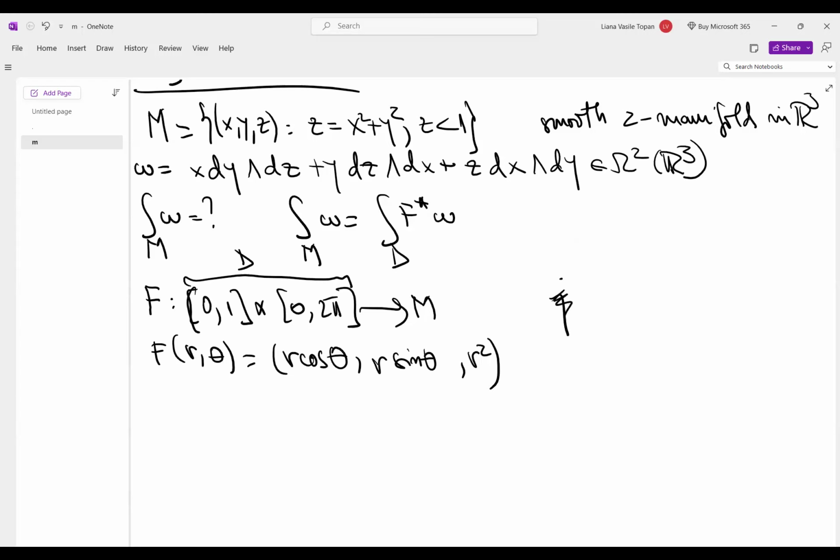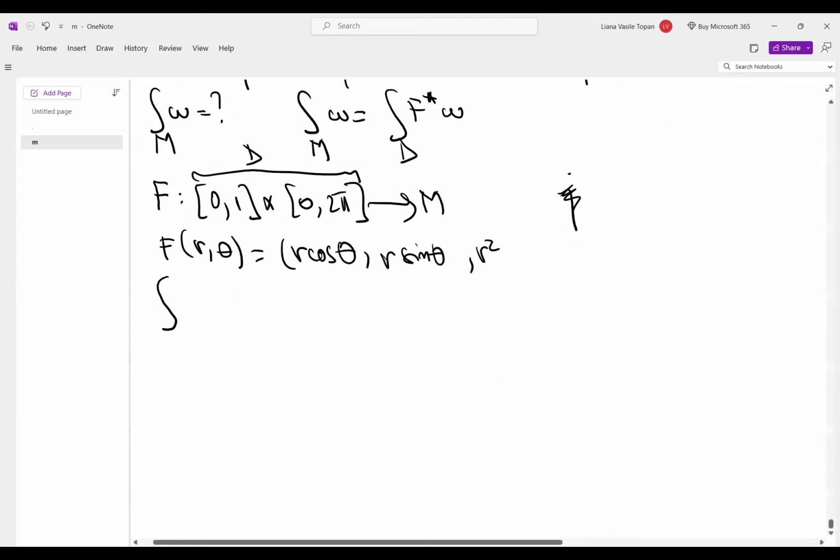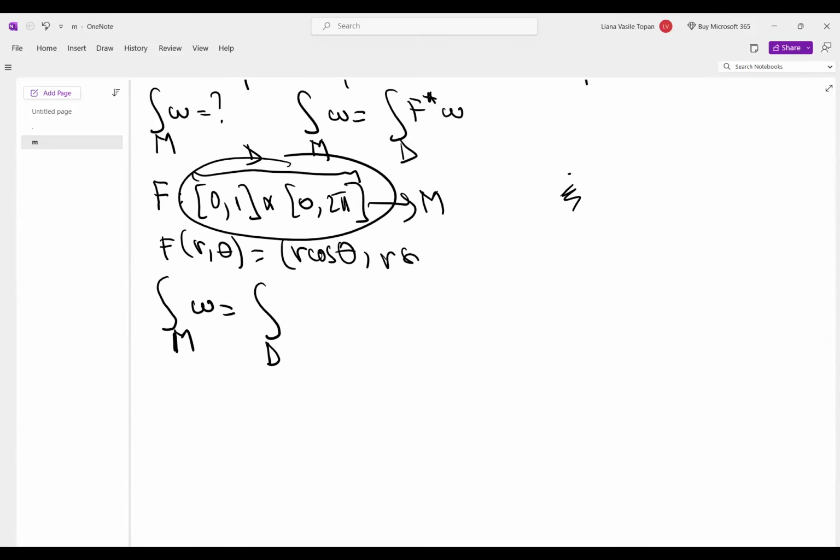Okay, so this means that we need the integral over M, the space of omega, which will be the integral over the boundary, over D, which is this guy here, over 0 to 1 times 0 to pi of d omega. So we need to calculate the exterior derivative of omega.